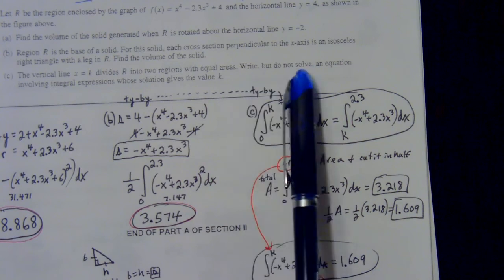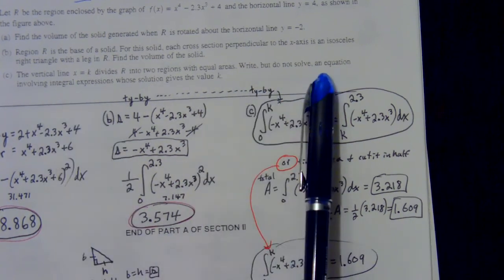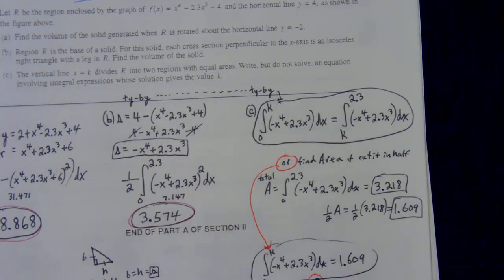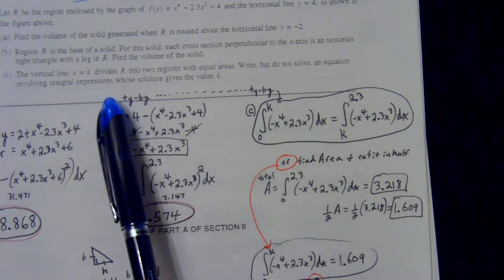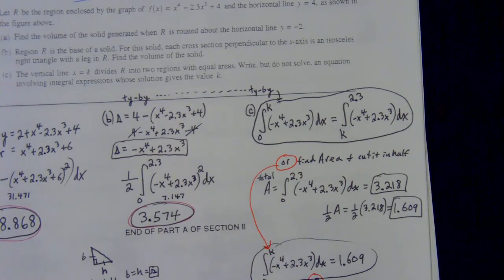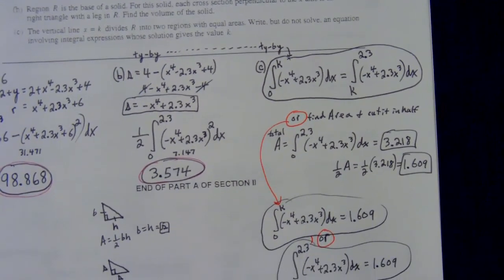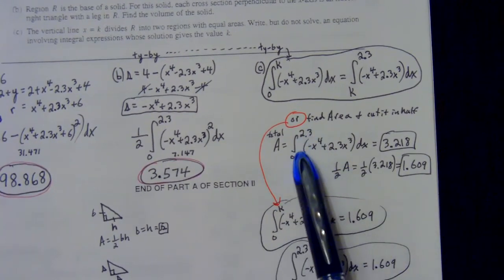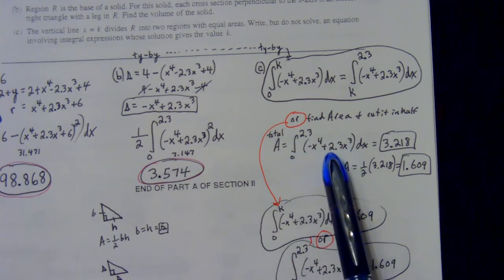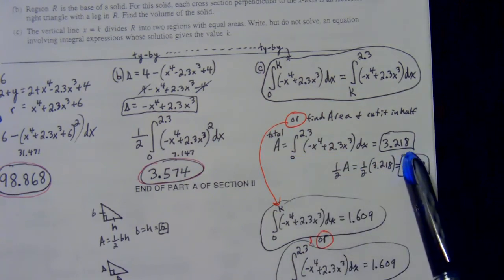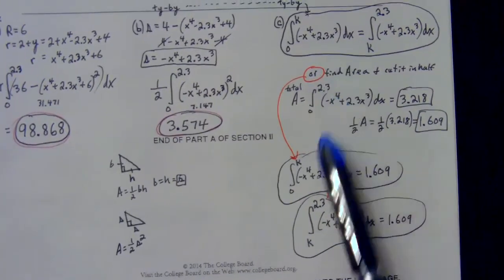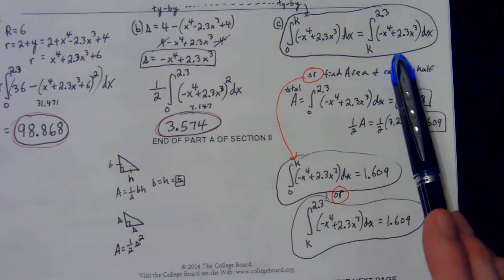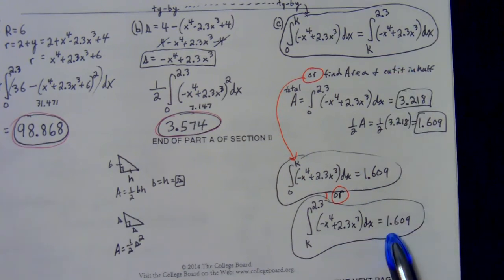It says write, but do not solve an equation. It says an equation, so you got to make sure there's an equal sign in there. You can't just write that one down. You got to do something with the equal sign. Another thing that you could do here is if you wanted to, you could just integrate from 0 to 2.3 of that top curve minus the bottom curve. It'll give you the total area, cut it in half, and you can take the left side and set it equal to the 1.609. You can take the right side and set it equal to 1.609, or you can just set them equal to each other there.